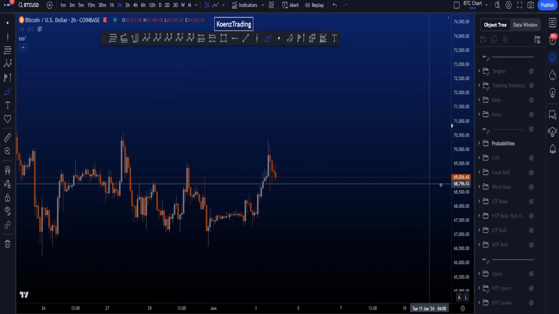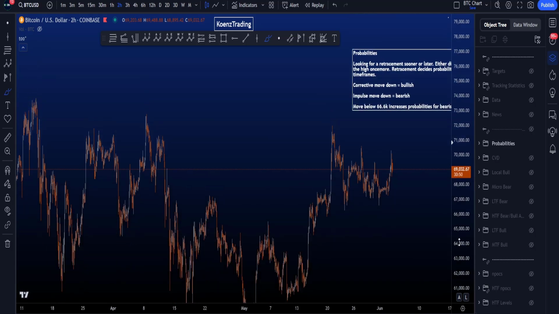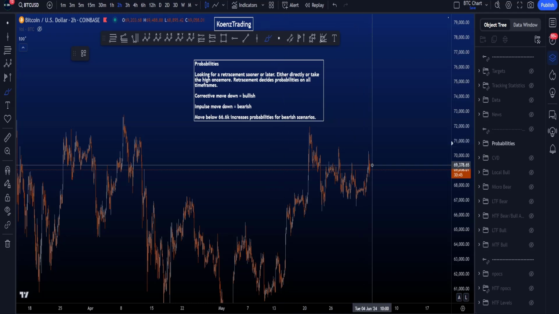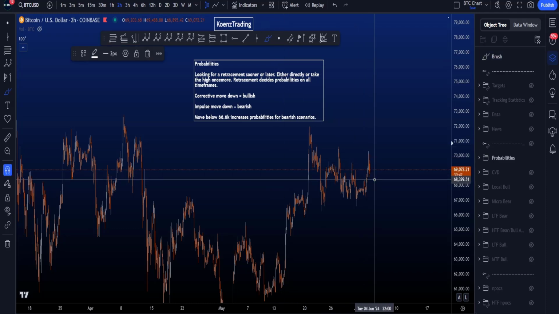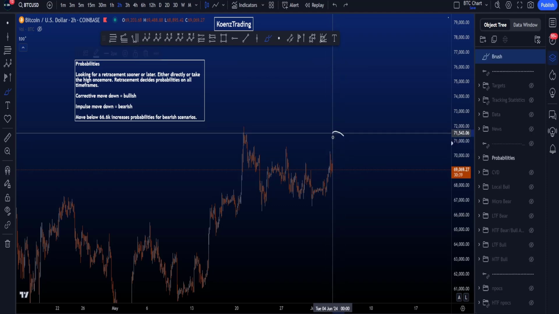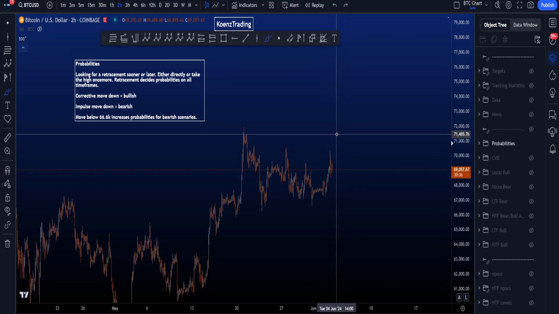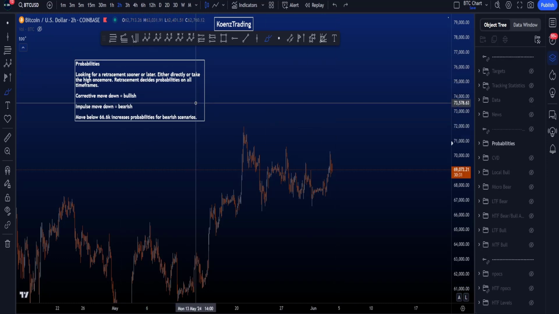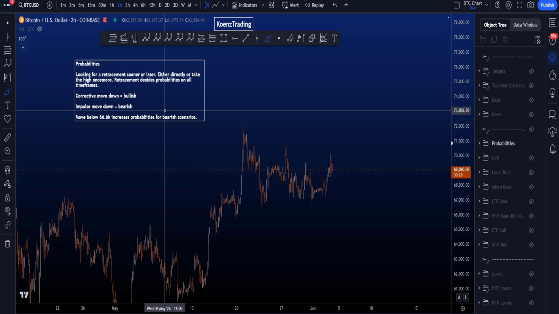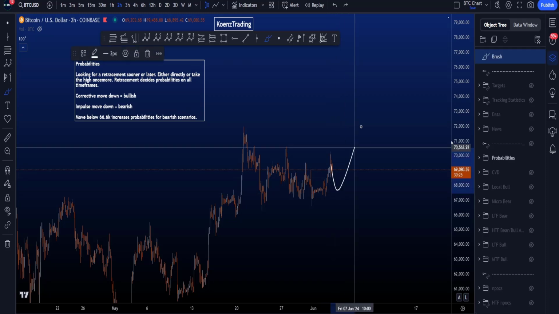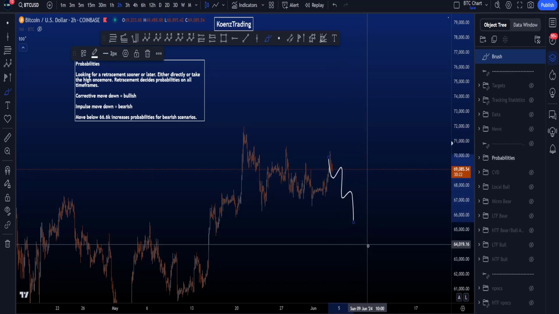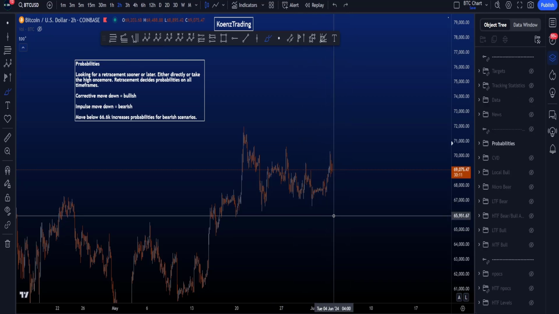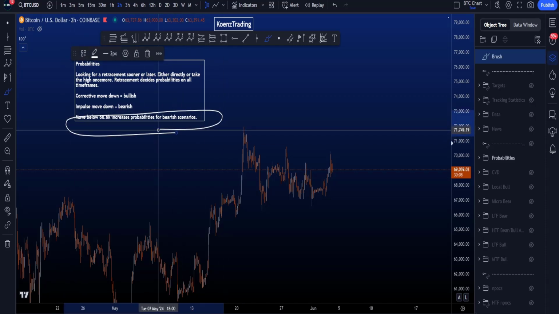If we then finally look at the probabilities of the different scenarios, then what we're looking for is a retracement to the downside sooner or later, either directly touching that 618, moving to the downside, or take the high one more time, reaching 71k, and then look for some weakness for a potential retracement to the downside. By all means, a retracement will decide the probabilities on pretty much all of the time frames at the moment. A corrective move to the downside will be bullish as we then look for continuation, but an impulsive move to the downside will increase the bearish probabilities. If price moves below 66.6k, it will also increase the probabilities for bearish scenarios.